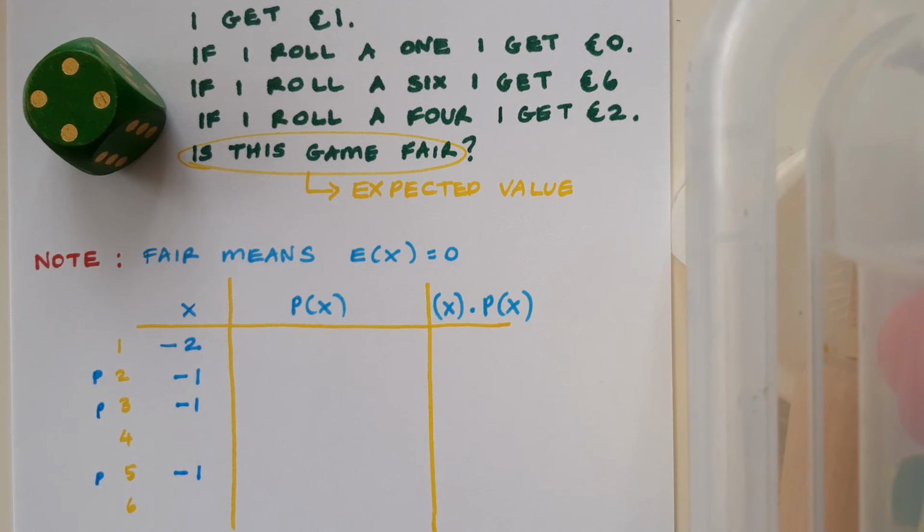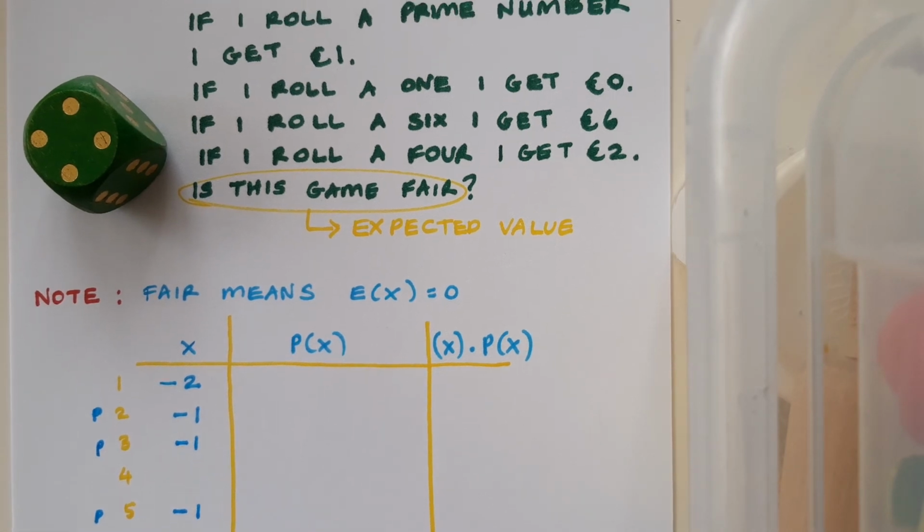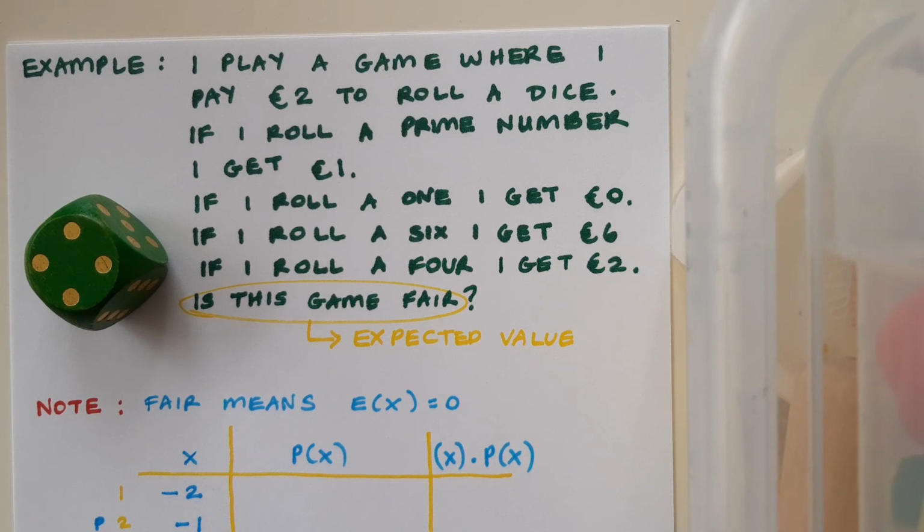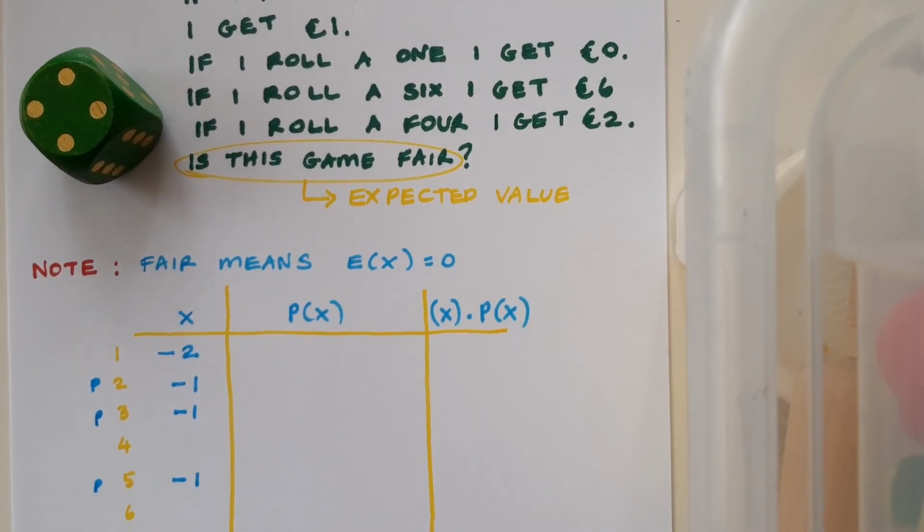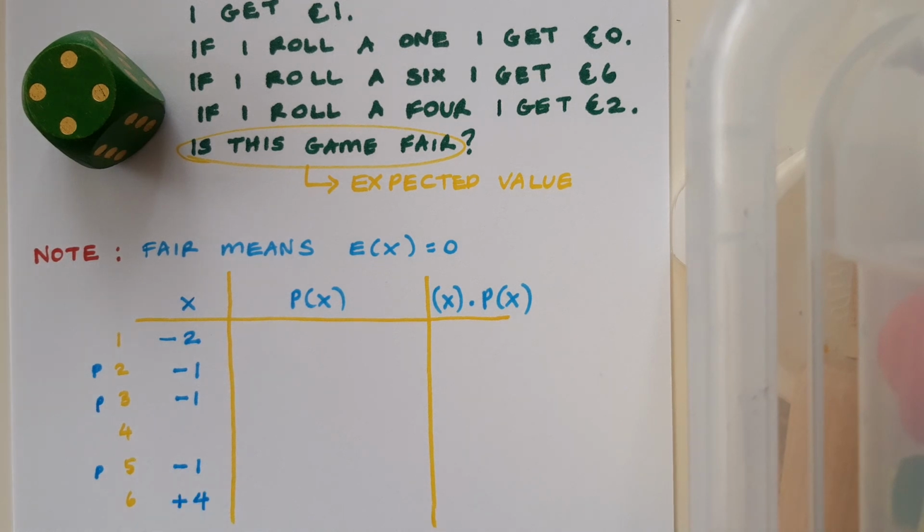Now, if I roll a 6, I get €6. But again, don't forget that 2 that I paid at the start. So I might get €6, but I've paid 2. So really, I'm coming out with 4. And if I roll a 4, I get €2, which is just basically giving me back the €2 that I paid in the first place. So on balance, I have a net gain of 0.